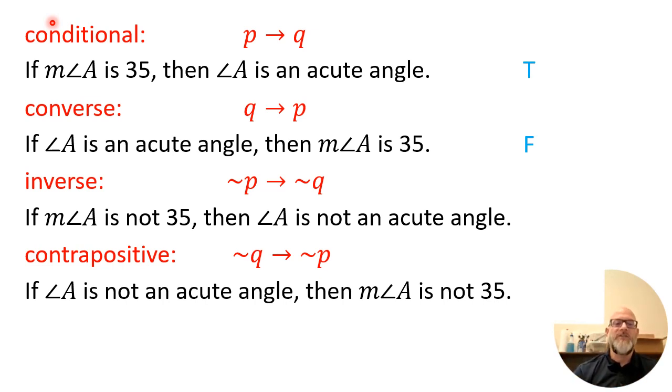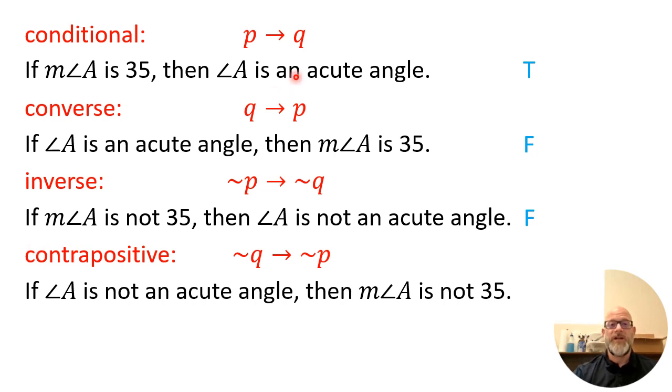Inverse. If the measure of angle A is not 35, then angle A is not an acute angle. Let's think about that. Not 35, then it can't be acute. Nope, again, the angle 36 would certainly work. Right? An angle measuring 36 would work. So this is false. And we'd expect that because the converse and inverse should have the same truth value. They're both false.